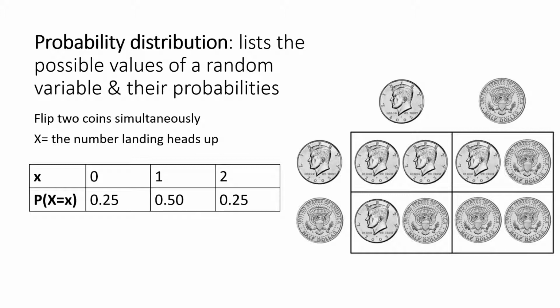And we have the probabilities shown here. Note that because we are listing all of the possible outcomes and their associated probabilities, the probabilities in a distribution must always sum to 1.